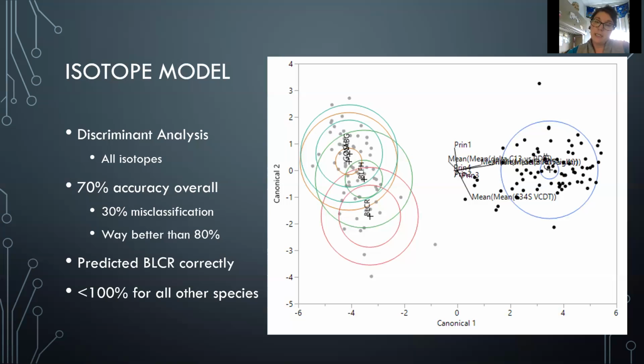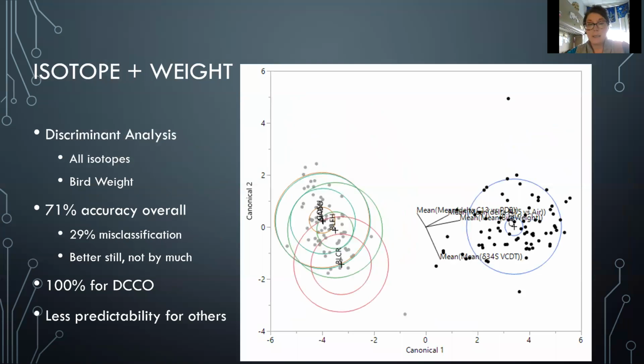I was also interested in differences between the hosts themselves, because in terms of their demography, males and females could be feeding differently from one another. And we did see pretty good differences in body size as it related to some of the parasites, which I'll get into in a minute. But I wanted to add bird weight into the model as well. It improved accuracy just a little bit by 1%, but not by much. But it did allow us to achieve perfect separation between the ducks and the cormorants.